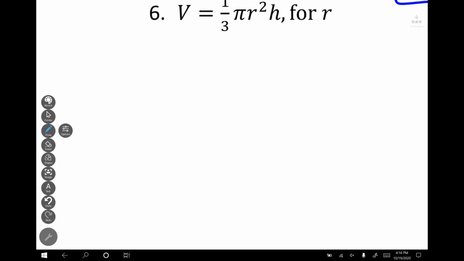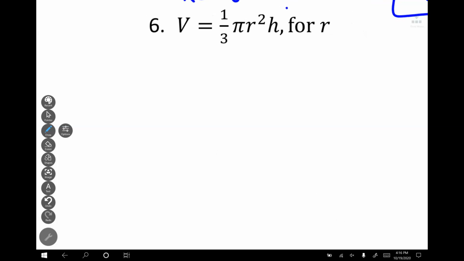All right, now we have a literal equation, but it involves a quadratic here. So let's solve it. Okay, if I'm solving this for r, first thing I like to do is just get rid of this fraction in the front. So I want to multiply by 3 to get rid of 1/3. It's like you're multiplying by the reciprocal of 1/3, which is 3 over 1, or just 3. Because 3 divided by 3 is 1, so that cancels.